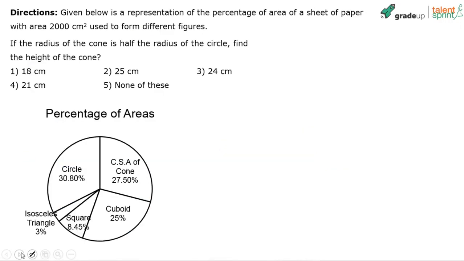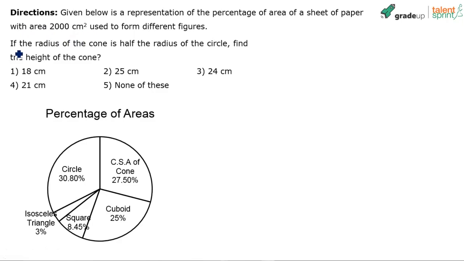Let's look at the questions now. So the first question based on this data is on your screens. Direction is the same. We have a representation of percentage of areas which has been taken from a sheet of paper of total area 2000, used to form different figures. So that's there.